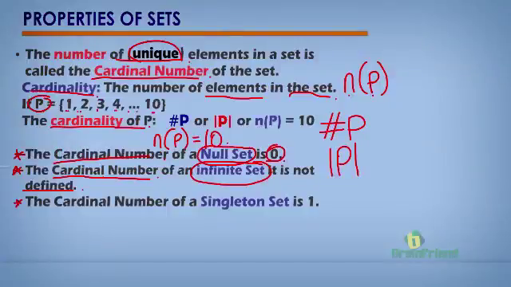Finally, the cardinal number or the cardinality of a singleton set is what? 1. Also in our class where we learned about the different types of sets, we said a singleton set is a set that has just one element within it. So if we did a count, of course, we'll have just 1. So the cardinal number again of a singleton set is 1. Let's go on.